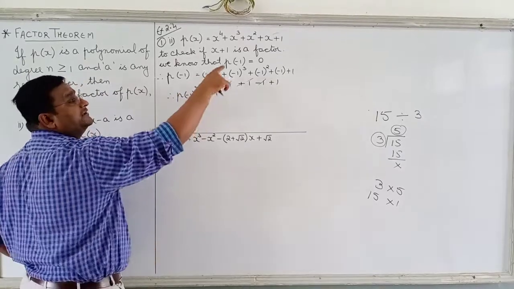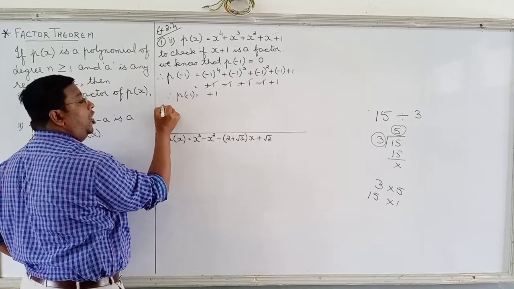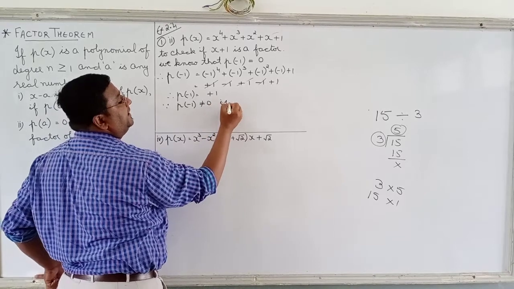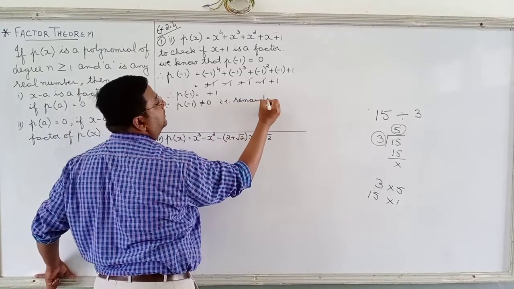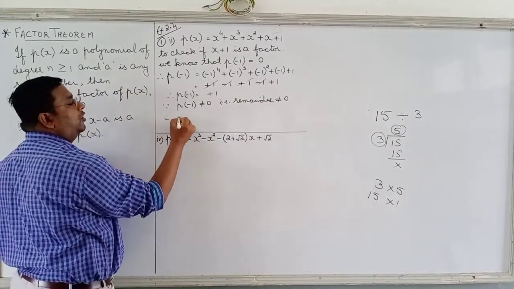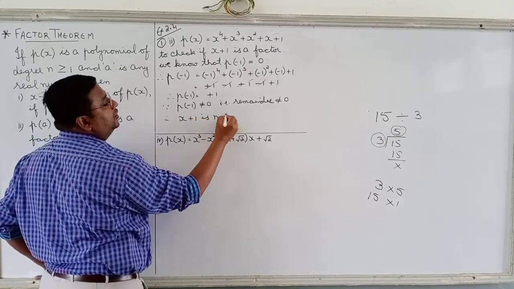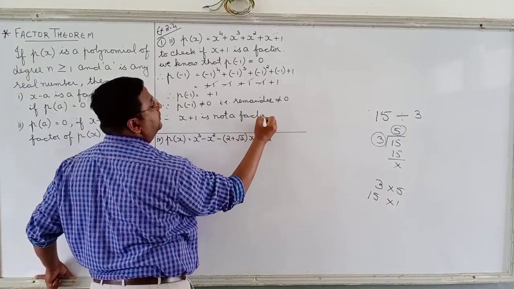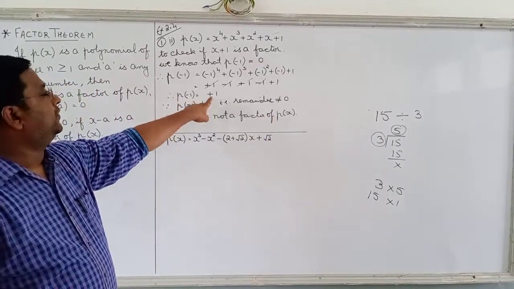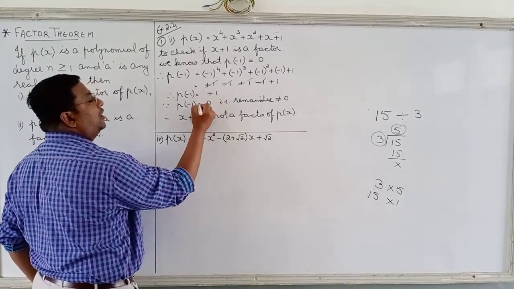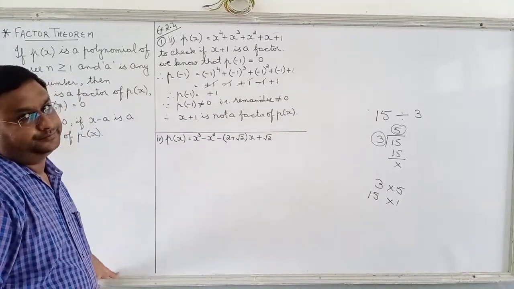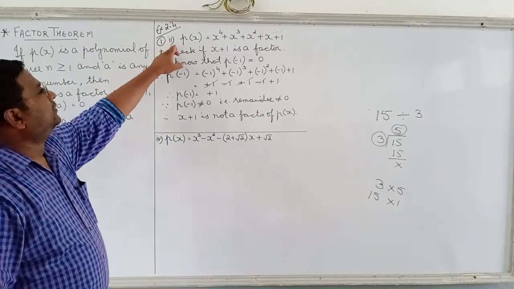When x was minus 1, we substituted, and the remainder is coming out to be plus 1. Because p of minus 1 is not equal to 0, the remainder is not equal to 0. So x plus 1 is not a factor of the polynomial. If this remainder had been 0, we would have said that it is a factor. But because p of minus 1 is not coming out to be 0, we say it is not a factor.